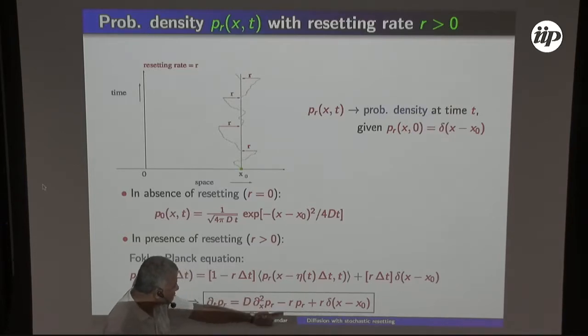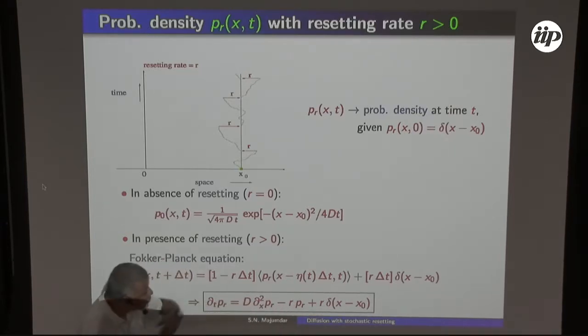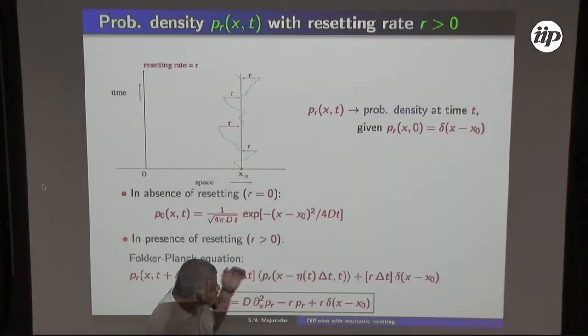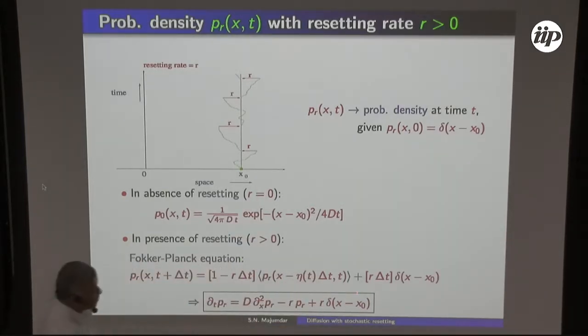So this is a master equation. This is actually a loss term: if you are at x, with rate r you are going away from x. And if you are at x equal to x naught, then from all other points, by resetting, you are coming here with rate r. So this is the gain term, essentially. Okay? So this is the equation. Of course, when r equals 0, you see that it is just normal diffusion. And then you ask, what do these two additional terms do? What is the steady state of this model? Is there any steady state?